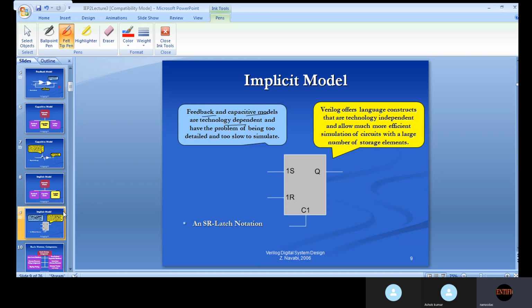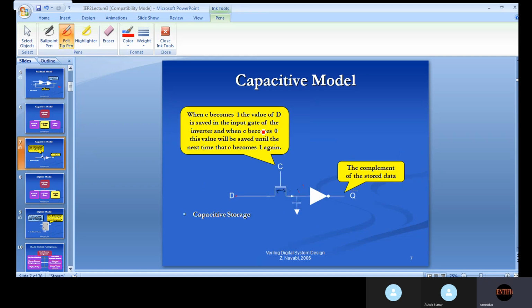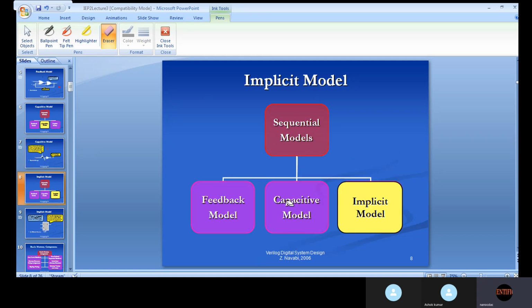Now let's look at the implicit model, so the feedback and capacitive model. In the capacitive model, the capacitor may charge slowly or discharge slowly. It will take a lot of time depending upon the value of the capacitor.